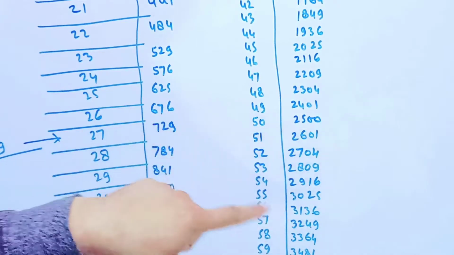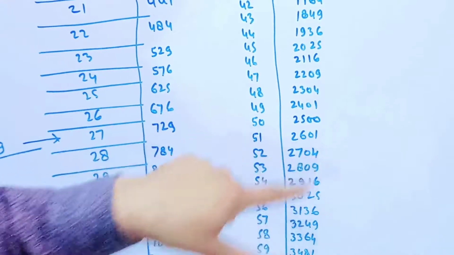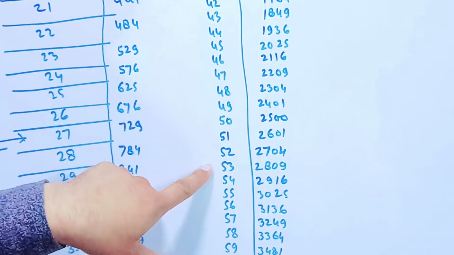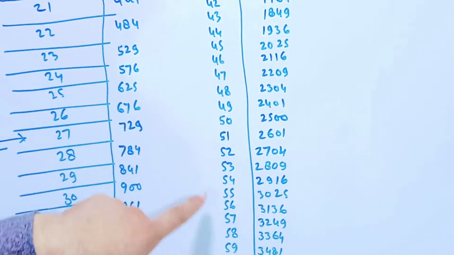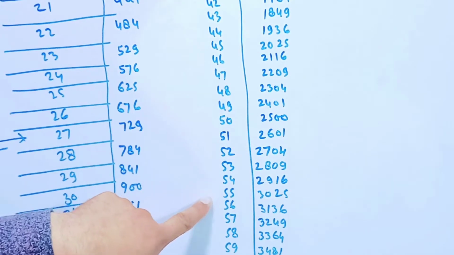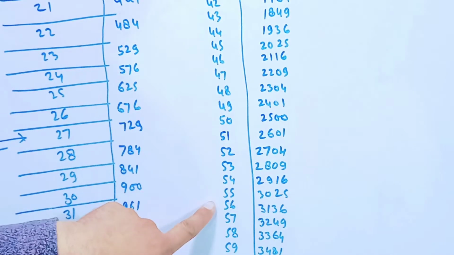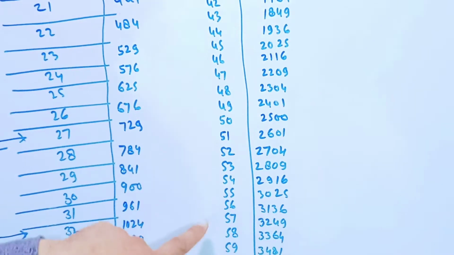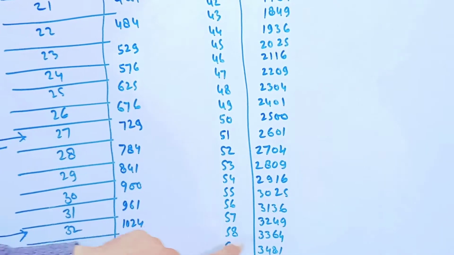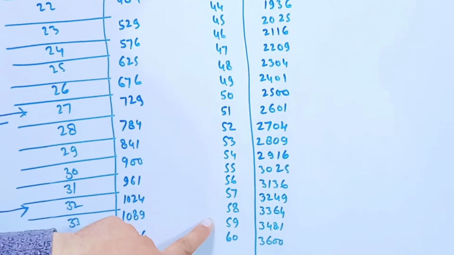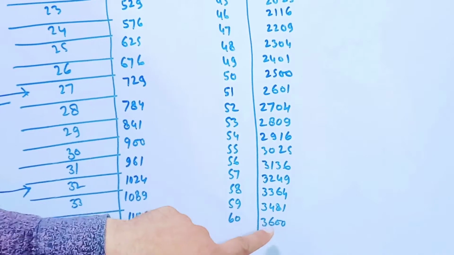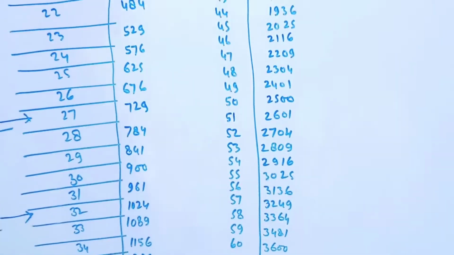square of 51 is 2601, square of 52 is 2704, square of 53 is 2809, square of 54 is 2916, square of 55 is 3025, square of 56 is 3136, square of 57 is 3249, square of 58 is 3364, square of 59 is 3481, square of 60 is 3600.